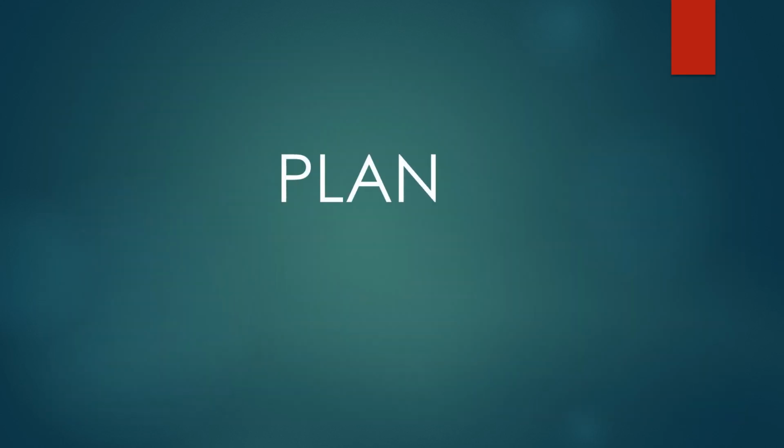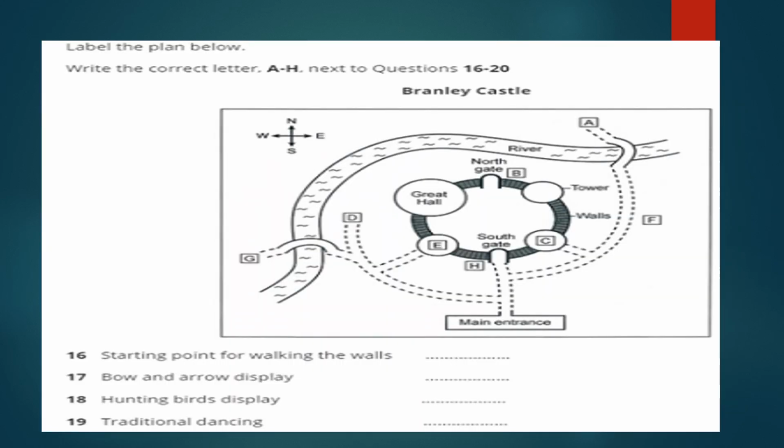The next one is plan. So this is the plan below, and you have to label it. This is the plan of a castle, and you have some time to read the instructions and questions. Write the correct letter A to H next to questions 16 to 20. So you have to write letters only, A, B, C, D, E, F, and so on. When you have some time, just underline it. Okay, correct letter A to H.